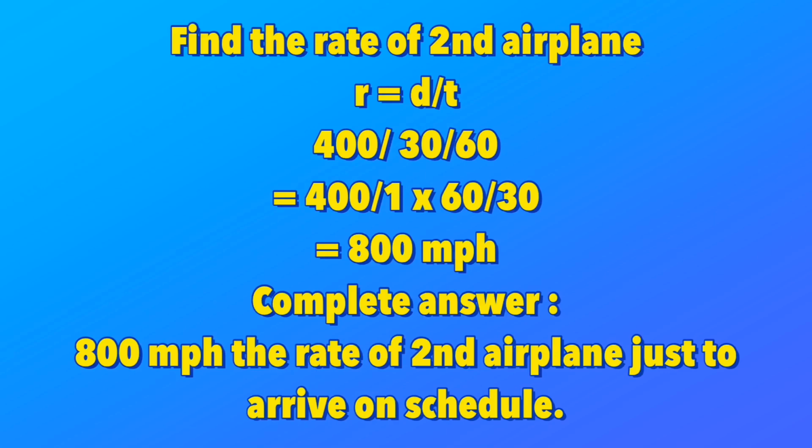So 400 over 1 times 60 over 30. Then by the cancellation method, 60 divided by 30 equals 2, and 30 divided by 30 equals 1. Then horizontal multiplication: 400 times 2 equals 800 miles per hour. Our complete answer: 800 miles per hour, the rate of the second airplane to arrive on schedule.